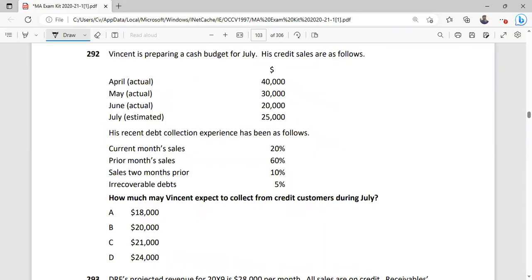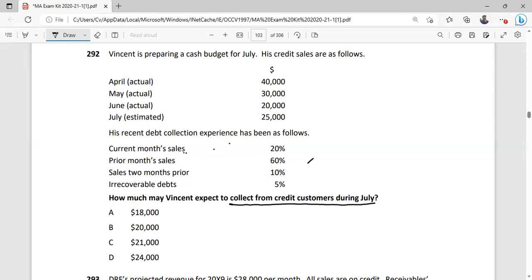Now we have questions related to the cash budget. He is preparing the cash budget for July. His credit sales are as follows. How much may Vincent expect to collect from credit customers during July? April is $40,000, May is $30,000, June is $20,000, July is $25,000, and he is saying that credit sales are: current month sales 20%, prior month sales 60%, sales 2 months prior 10%, and irrecoverable debts are 5%.